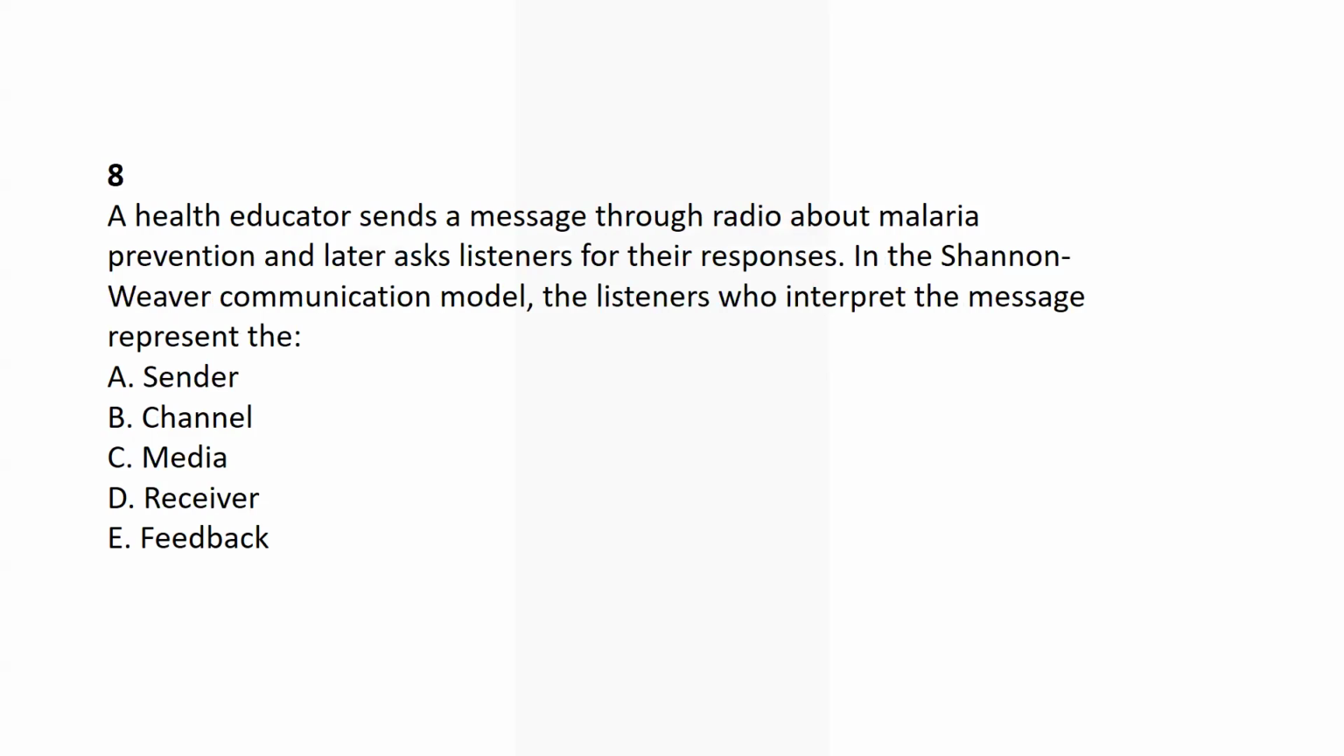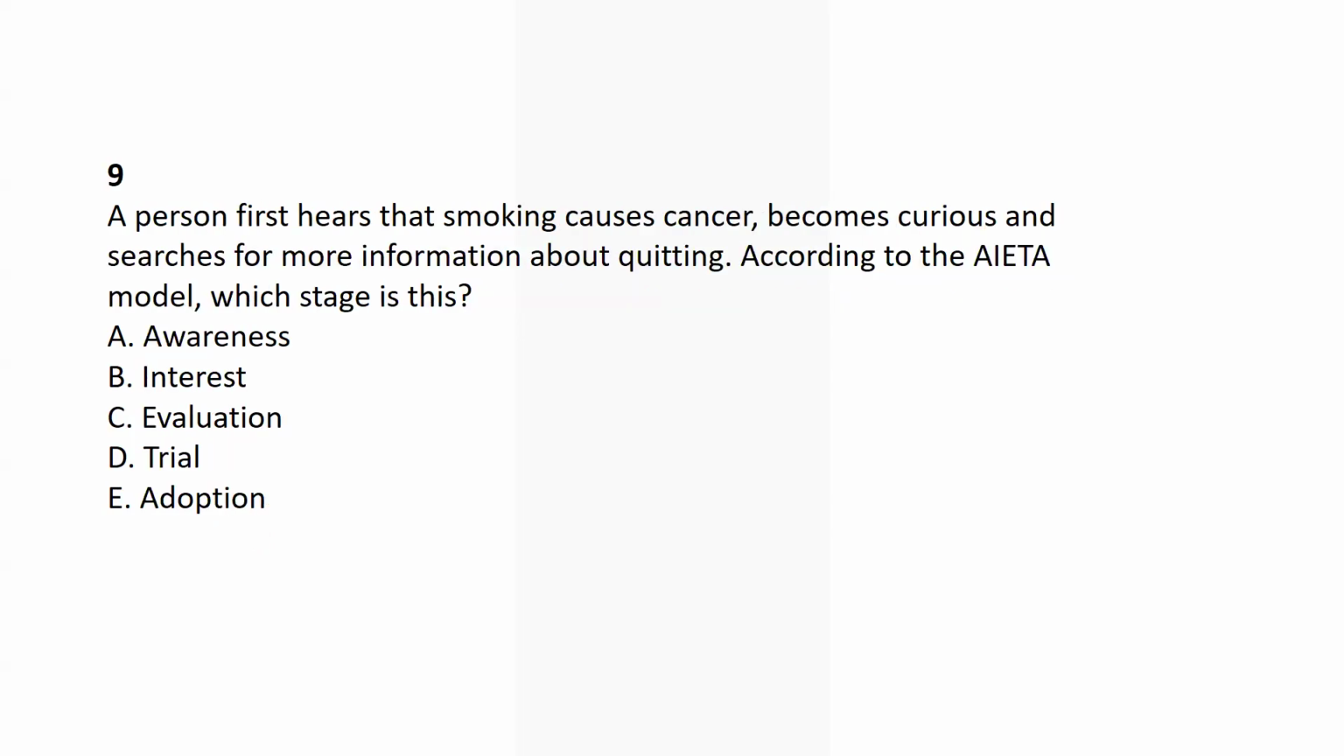Question number 8. A health educator sends a message through radio about malaria prevention and later asks listeners for their response. In the Shannon-Weaver communication model, the listeners who interpret the message represent the option A, sender, B, channel, C, media, D, receiver, and E, feedback. D is the right answer. The listener is the receiver of the message.